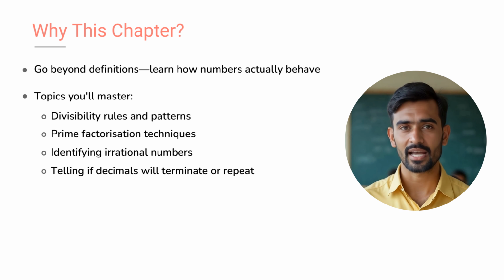Think of this chapter as the next step in your math journey. We are not just learning numbers, we are learning how they work behind the scenes. Here's what you'll unlock: the logic of divisibility, why some numbers split cleanly and others don't. The power of prime factorization, breaking numbers down to their core. The mystery of irrational numbers, those numbers that never end and never repeat. And how to tell if a decimal will terminate or repeat just by looking at its denominator.